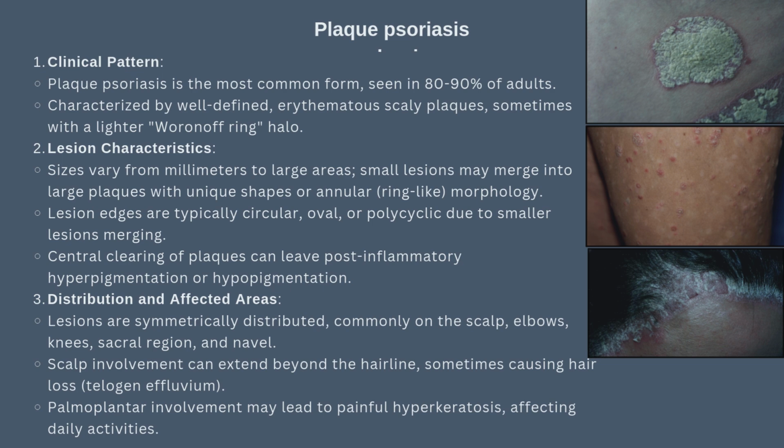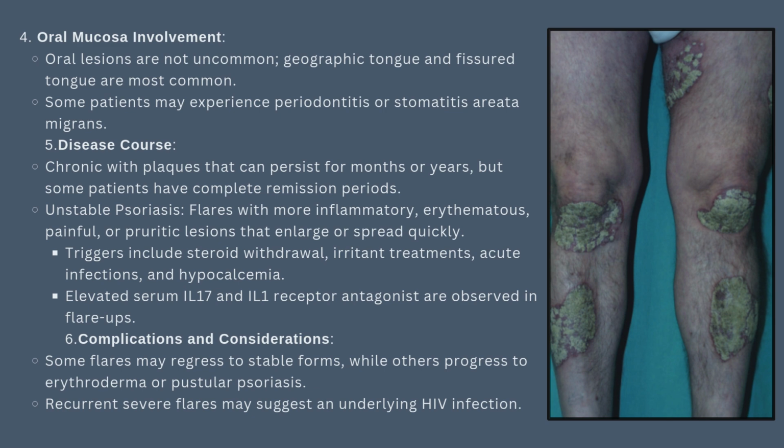Telogen effluvium. Palmoplantar involvement may lead to painful hyperkeratosis, affecting daily activities. 4. Oral mucosa involvement. Oral lesions are not uncommon. Geographic tongue and fissured tongue are most common. Some patients may experience periodontitis or stomatitis areata migrans.